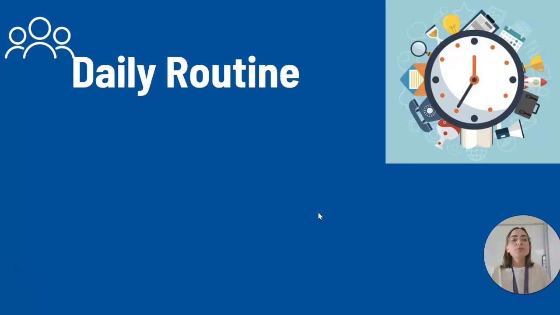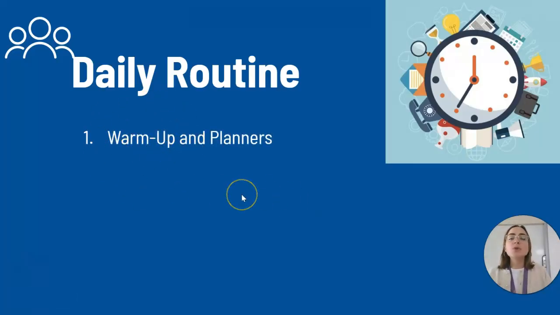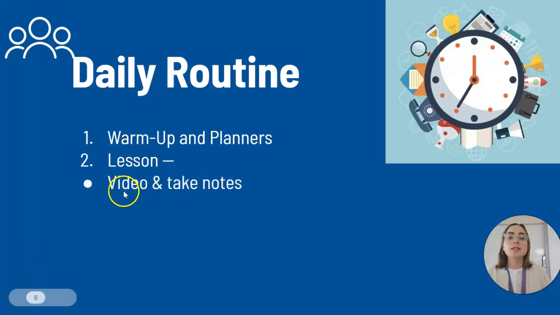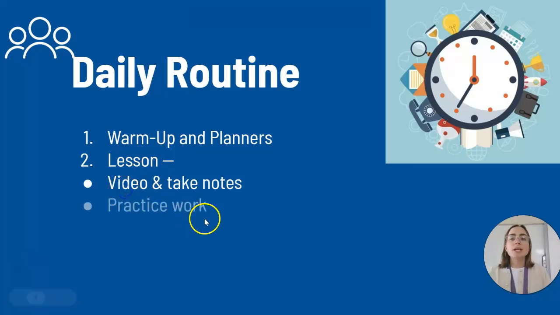So a daily routine in English 10. What is class going to look like? We've already experienced this for the last week or so. But we are going to have some sort of warm-up. You will have something to write in your planner. This year we don't have physical planners, but I will be giving you planner sheets that we'll use in class. And then we'll move into our lesson portion. And because everyone's moving at their own pace, different people are going to be working on different things. That might mean that you're watching a video and taking notes.